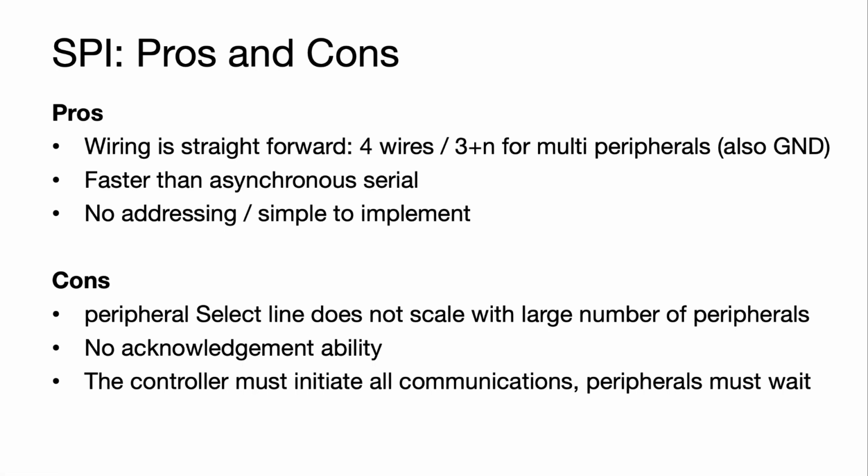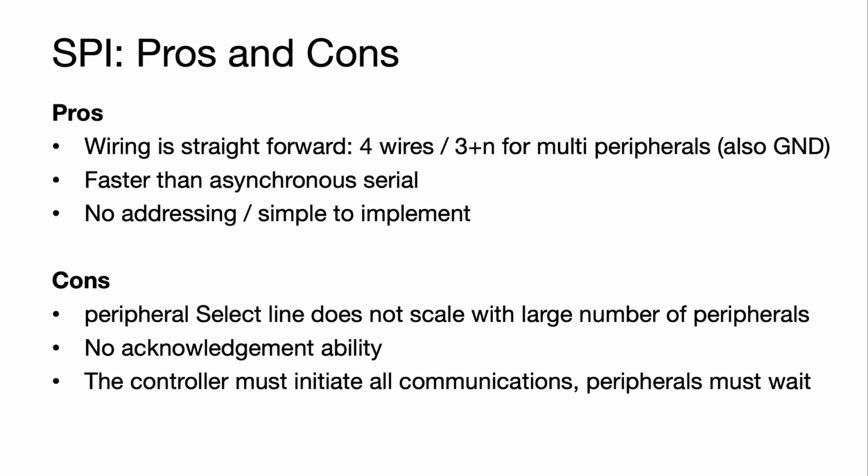So the pros of SPI: it's a very relevant and standard chip-to-chip communication mechanism. So 4 wires, but it's really 3 plus n, the number of peripherals you have, unless you use the ring modality. It's faster than the asynchronous serial that we saw. It's nice because there's no addressing. You just simply raise a line low or high if you want to talk to a chip, and addressing comes in with I2C, which we'll talk about next, which does have addressing.